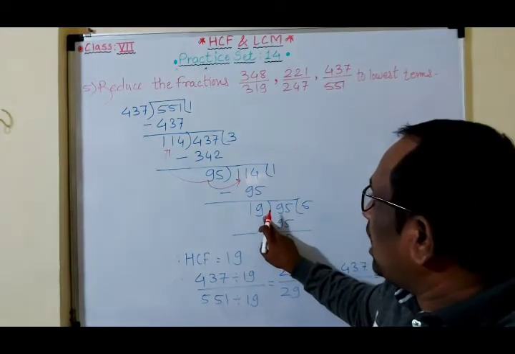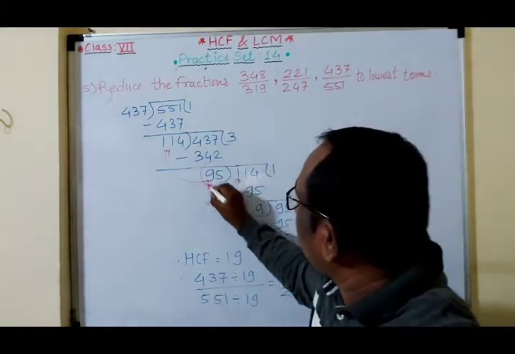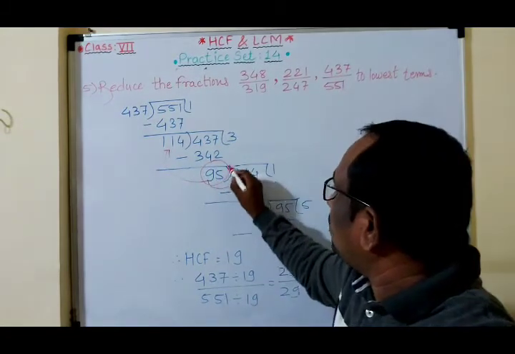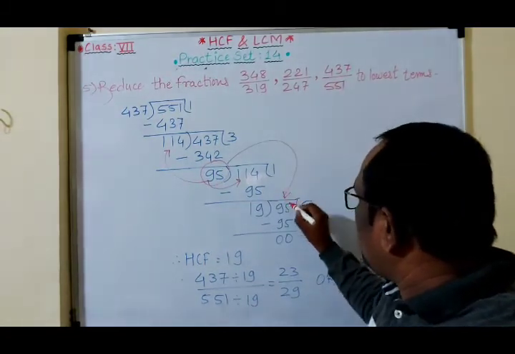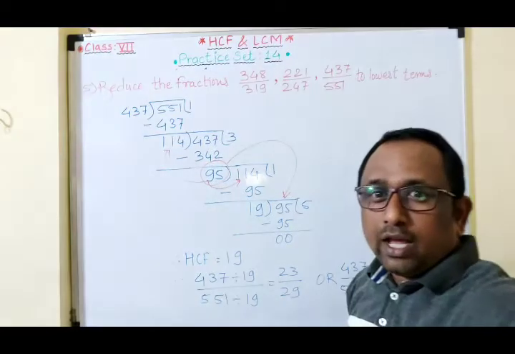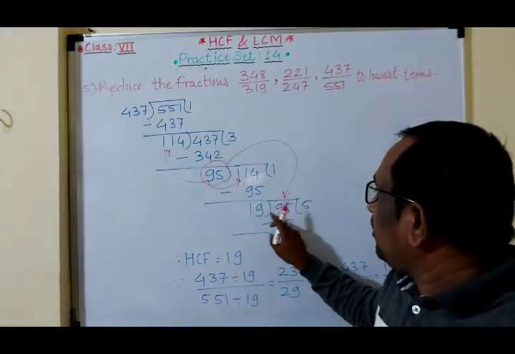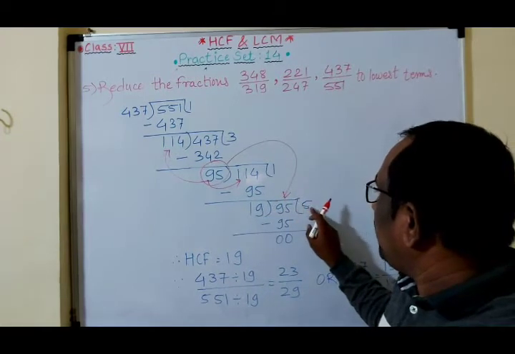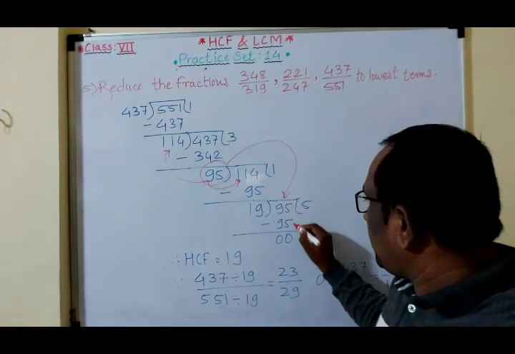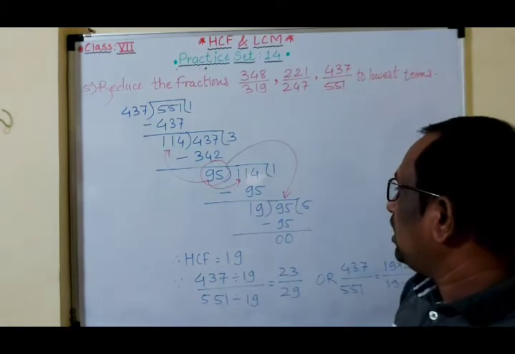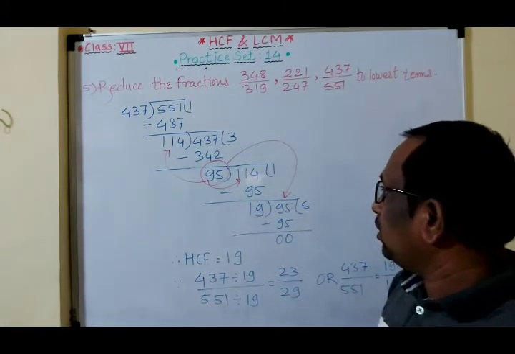What we have to do, again the previous, what is the previous divisor? 95. So 95 we have to take here. So 95 becomes the dividend here. So 19 divided into 95, 19 5s are 95. So 95 minus 95, 0. So now we got the remainder 0.